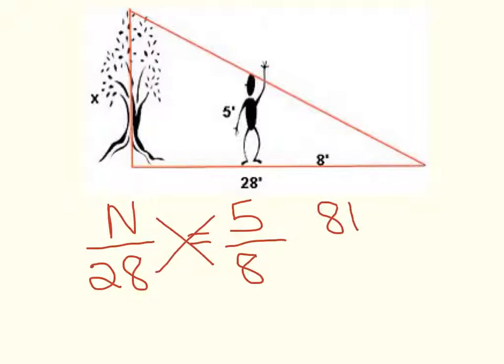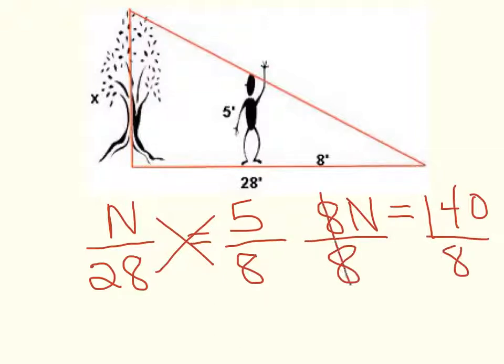I'm going to go ahead and use my cross products at this point, and I find that 8 times n has to equal 5 times 28, which is 140. Again, I'm going to isolate my variable by dividing both sides by 8. I now have 1n on this side, and that n is equal to 140 divided by 8, which is 17.5. That tree is a height of 17.5 feet.